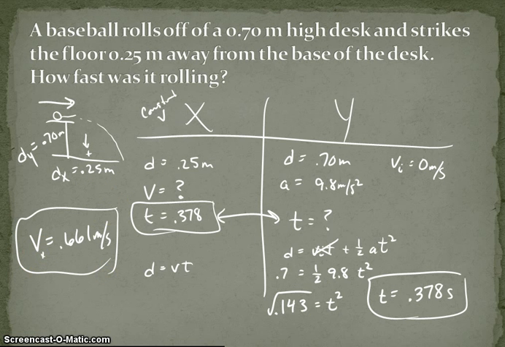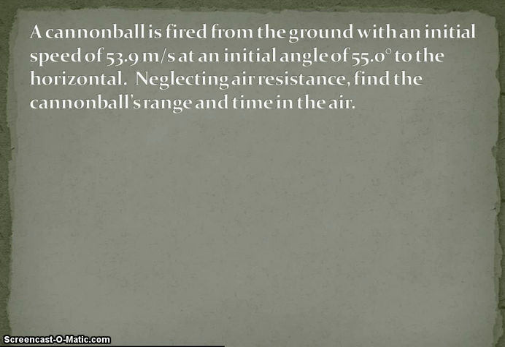All right, on to the next question. Now the next one is going to be our second case. So in other words, this is one where we have a cannonball, it's fired off the ground with an initial speed, we have an initial angle to the horizontal, and we're going to neglect air resistance. It's wonderful that we can neglect air resistance because it makes problems easier. Now what we want to do is find the cannonball's range and the time in the air. Okay, so here's my cannon. All right, and my cannon shoots.